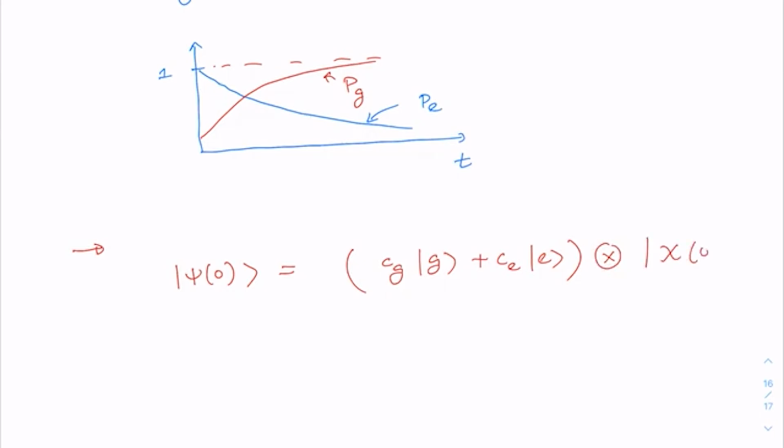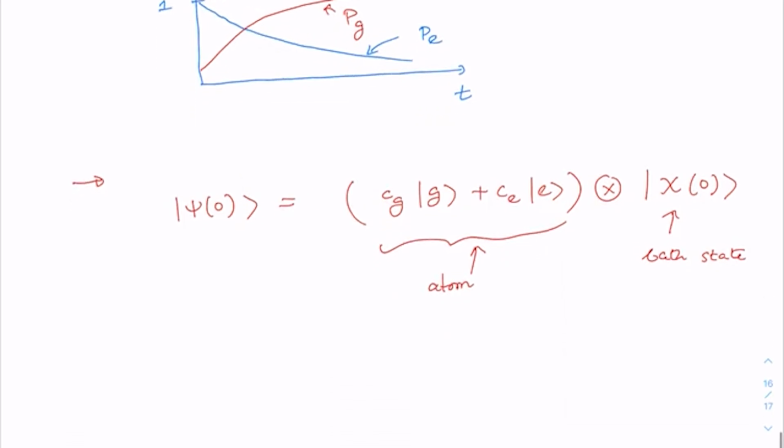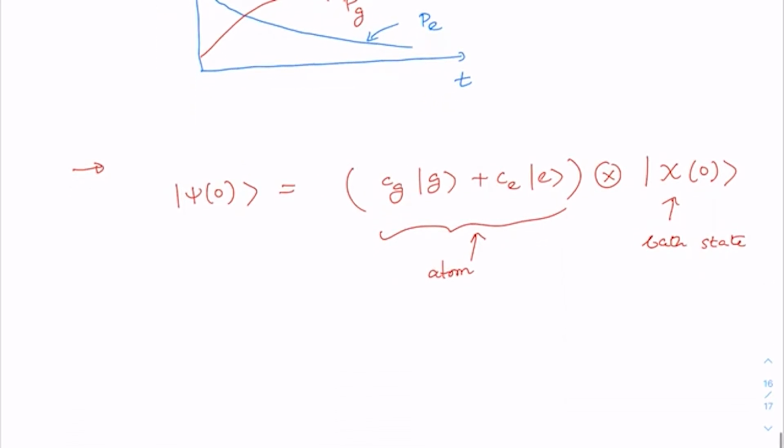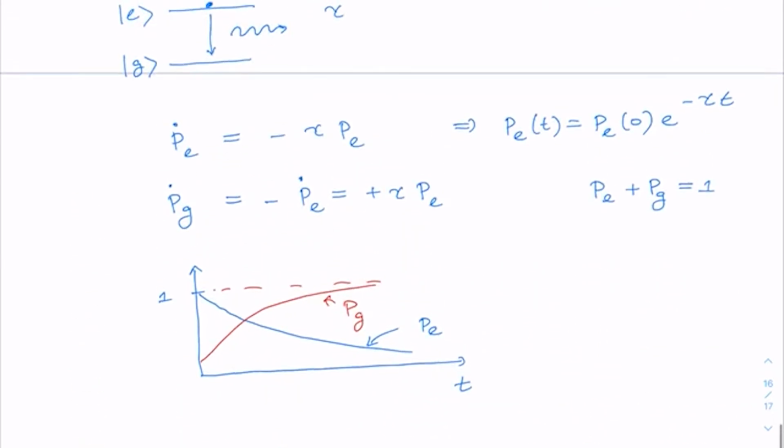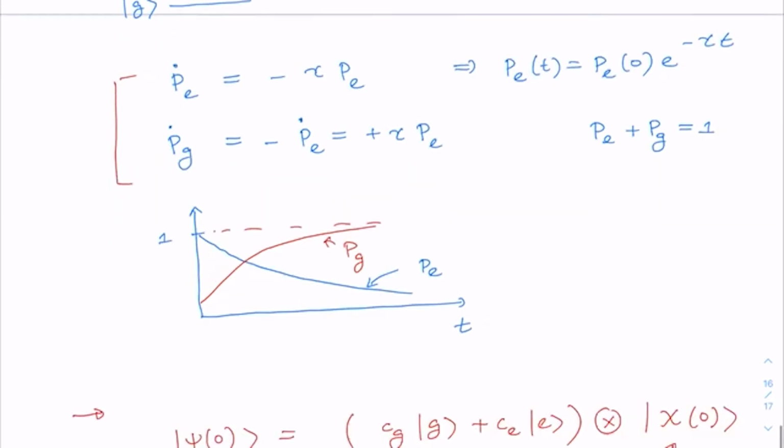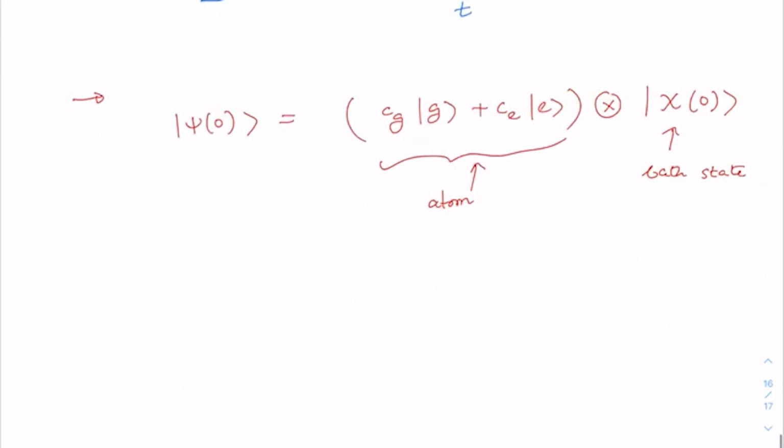Initially, this is the bath state, which is in vacuum, and this is the atom, referring to the atomic state. Now, can we apply this procedure, or this model, the way we have formulated the equations, can we do a similar thing for that?